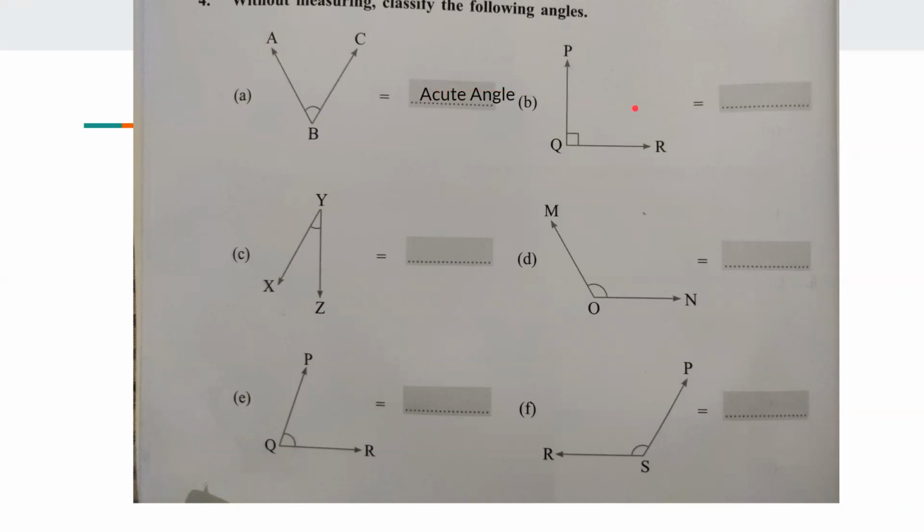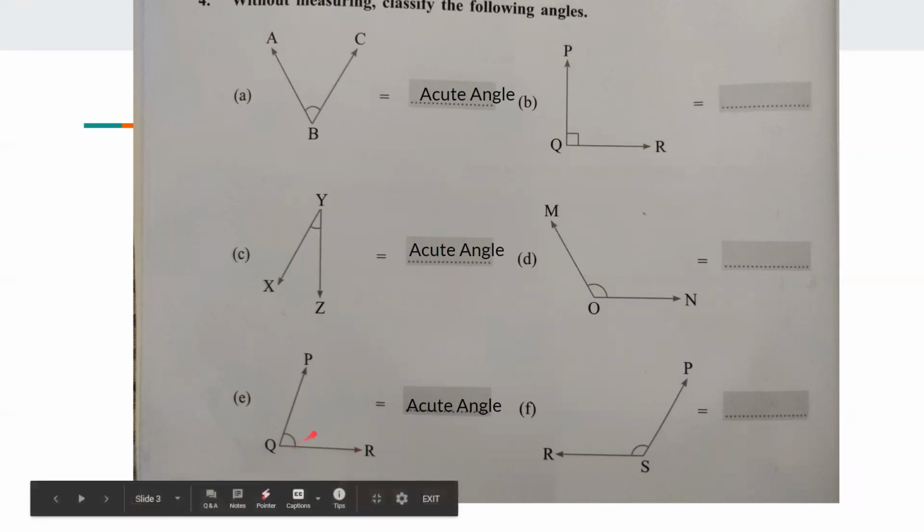Now if you take the next figure, here a right angle is marked and it is very clear from the figure, so it is a right angle. Now the third figure, you can see here is a very small angle, a narrow angle, so it is an acute angle. And down this figure also, it has a measure less than a right angle, narrower than a right angle, so it is also an acute angle.